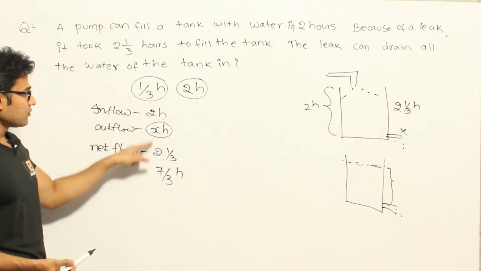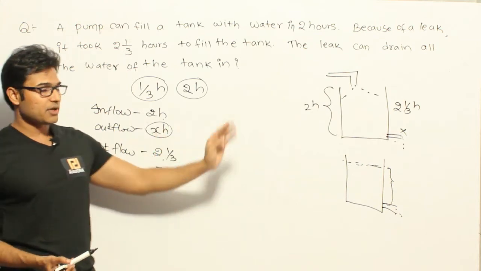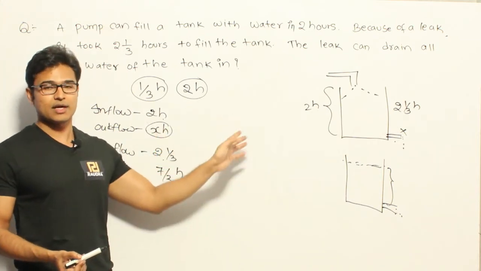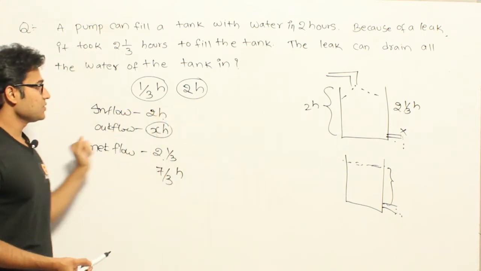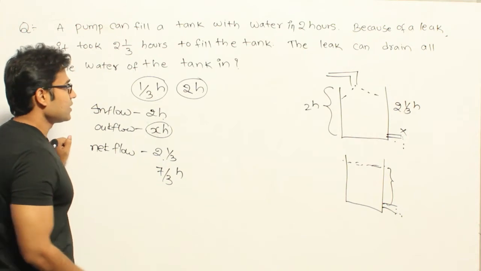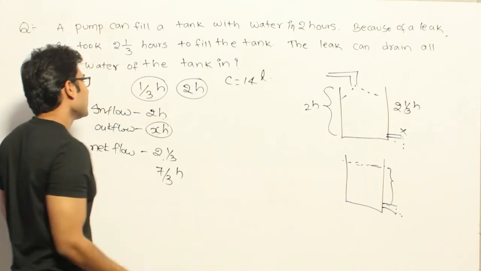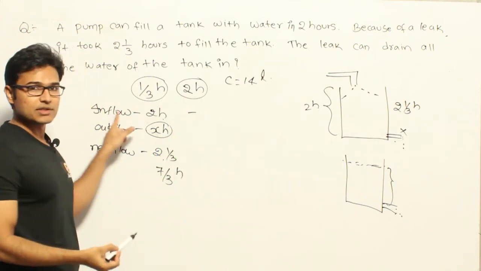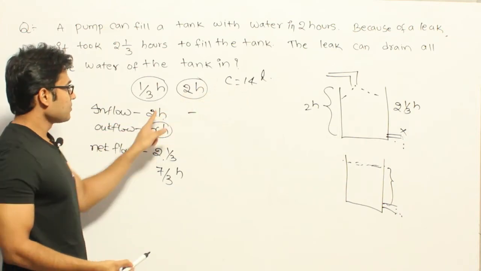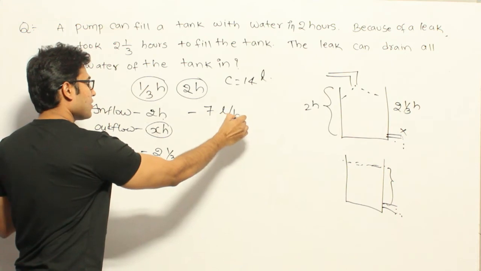So taking the difference and saying that the difference itself is the amount of time taken by the outflow to empty it is wrong. Again you have to take the rate and then work it the other way. So let's try to find out the rate. Now how to find out the rate? Let us assume that the capacity of the tank here is 14 liters, right? Then what is the rate at which this inflow pump is giving us? 14 liters can be filled in 2 hours. Therefore the rate is 7 liters per hour.